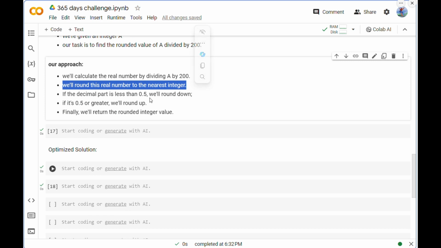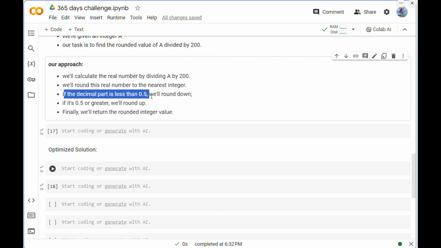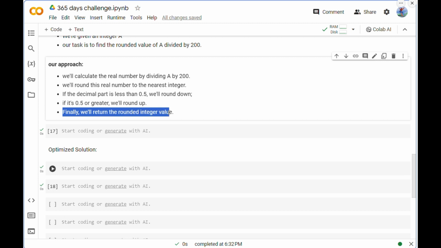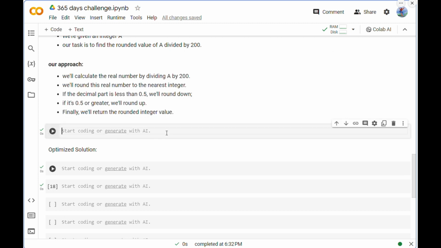So how will we do this? We will check if the decimal part is less than 0.5. If it is, we will round down, so we will just return the integer part. And if the decimal part is equal to 0.5 or greater than that, then we will round it up, meaning to the nearest integer. And finally, we just need to return the rounded integer value. Got it? Now let's convert this approach to code.